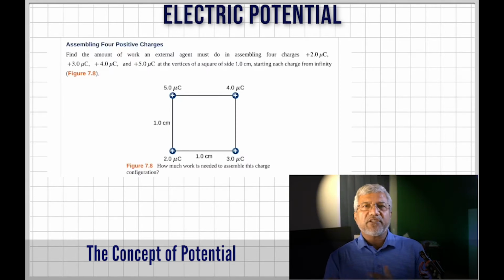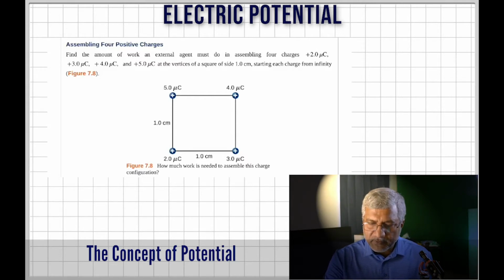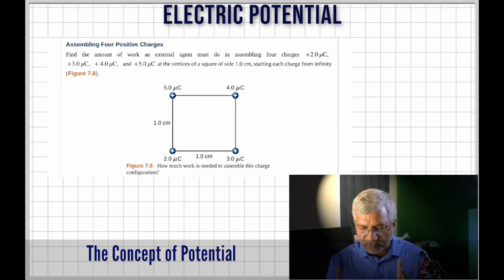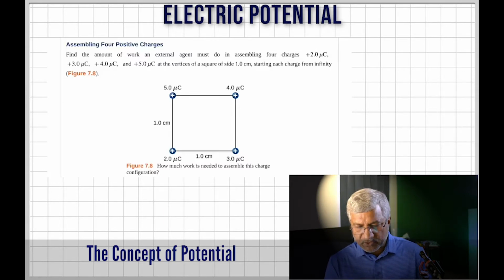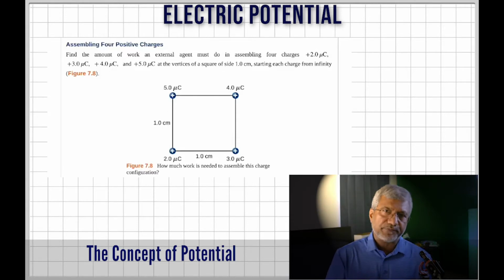So using the idea of electric potential that we have had thus far, let's try to work out this problem. The problem is we need to configure 4 charges as shown in the diagram. So we have 4 microcoulombs, 5, 2, and 3 microcoulombs arranged on the vertices of a square of side 1 centimeter. So the question is, how much work is needed to assemble this charge configuration?